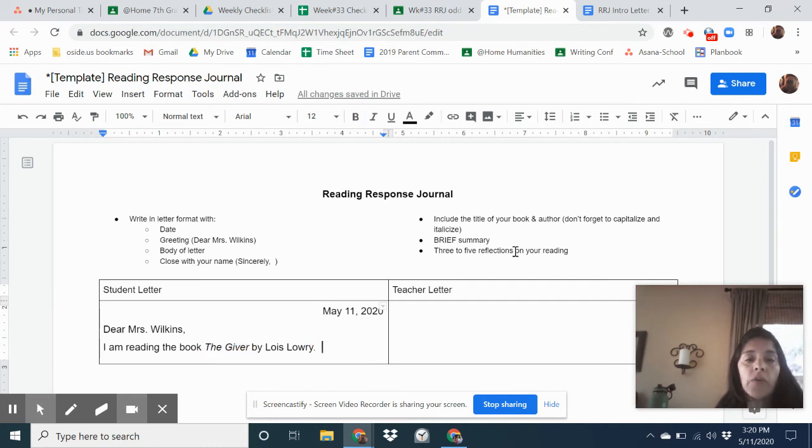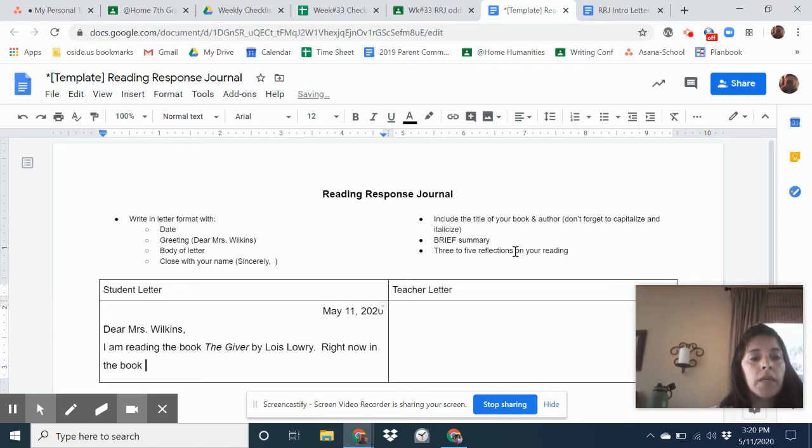And then you're going to give me a brief summary. Right now in the book, Jonas is starting to learn about color. And so that's it. You can just write one sentence to tell me about the book. Now, if you feel that you want to go into two or three sentences to summarize, that's okay. But just remember, this is not a summary of your book. This is a conversation about what you're reading. So I want three to five reflections about your reading.